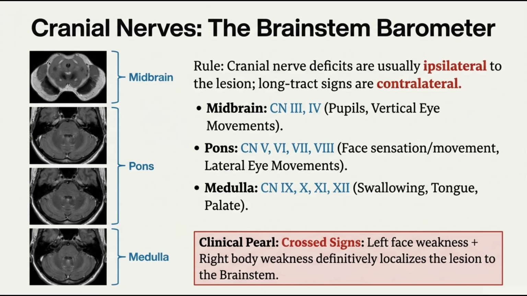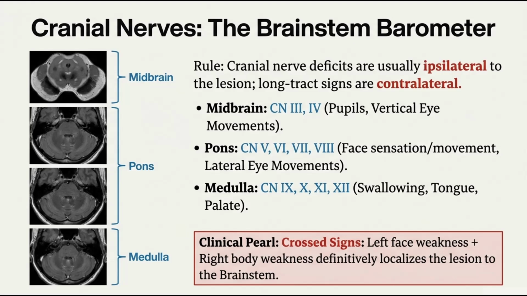The slide mentions crossed signs. It calls this the hallmark of a brainstem lesion. This is one of those concepts where you have to visualize the wiring diagram. So imagine 2 elevator shafts running down through the brainstem. One shaft is the corticospinal tract. That's the main motor line to the body.